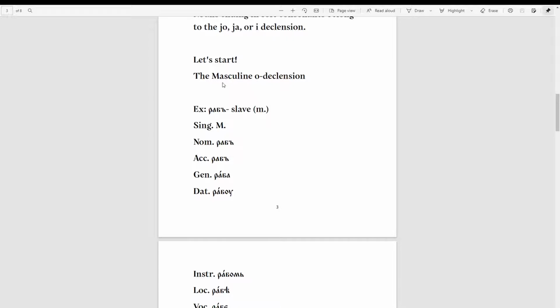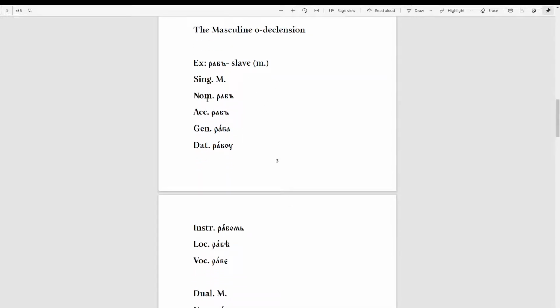But let's start with the masculine o declension. For this example, we are going to be using the word rab, which means slave, and this is masculine, and this actually does refer to a male slave. There is another word for female slave. This is in the singular, which means there is only one, and we start with the nominative, which is the subject.